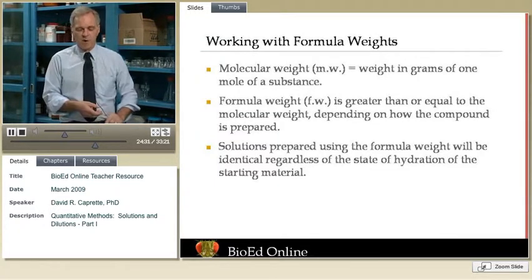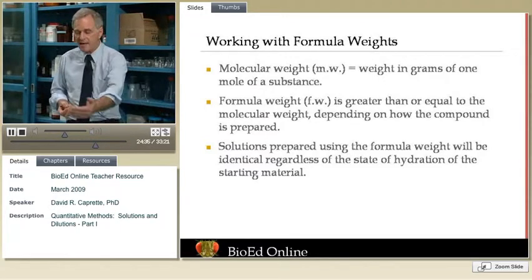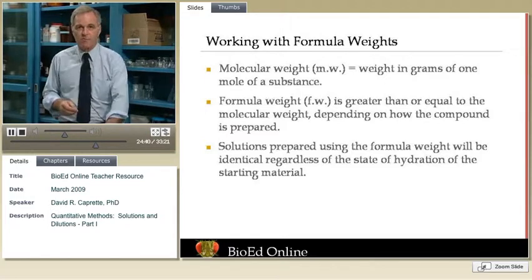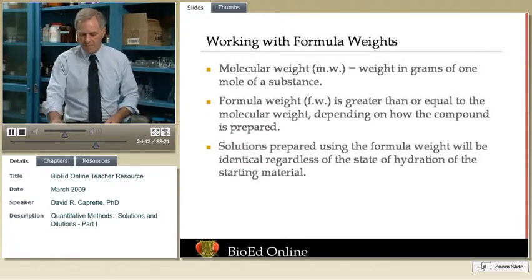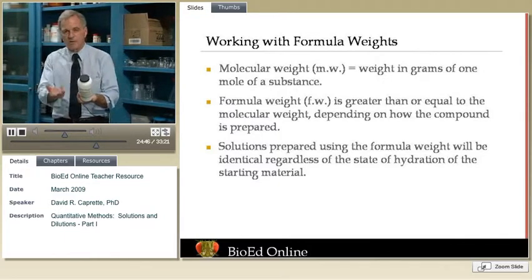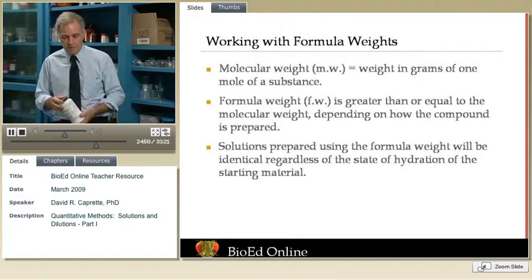Both forms of calcium chloride give us the very same concentration, but we need different amounts, different masses of the material depending on how it's prepared, depending on the formula weight. Same thing with calcium chloride anhydrous. 1 molar is simply 110.99 grams per liter of final volume of the solution.